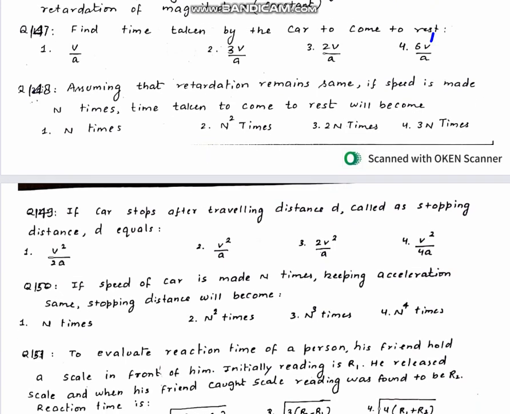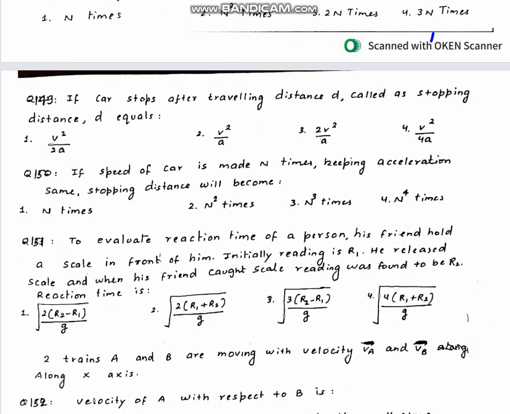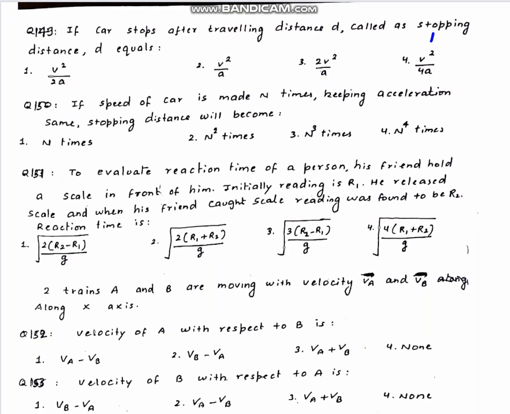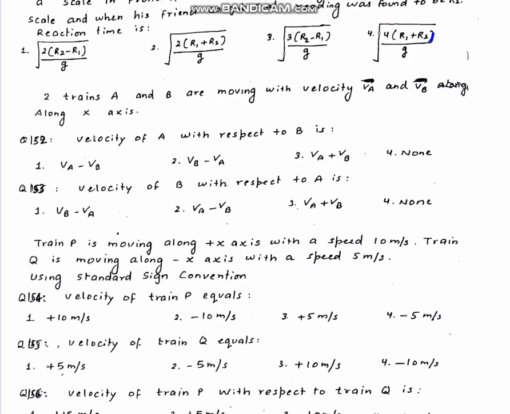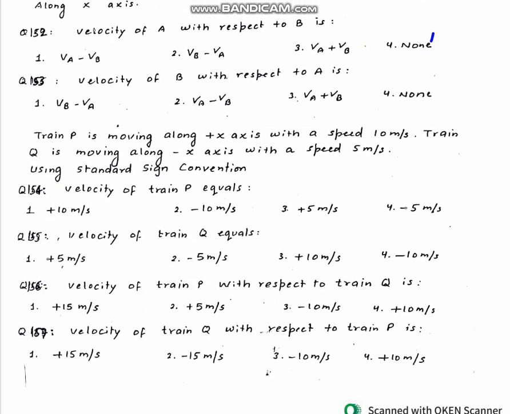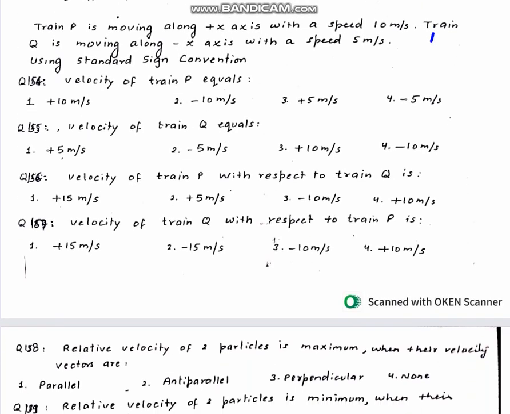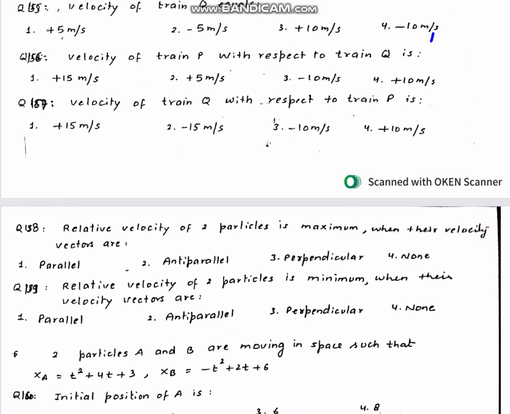Then we have a car stopping distance, then variation of speed and dependency on the stopping distance. Then we have a question based on reaction time. Then we have the concept of relative velocity, then a numerical on relative velocity. We need to find relative velocities with respect to each other.